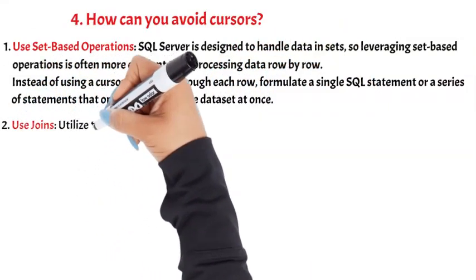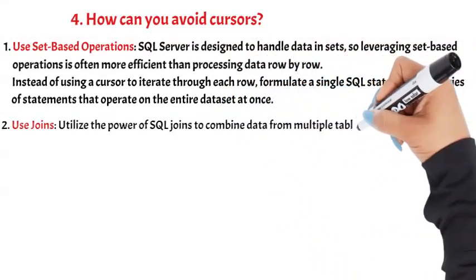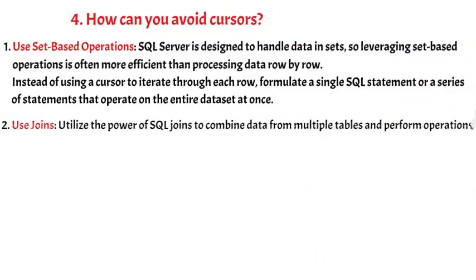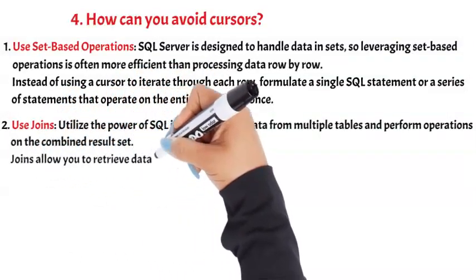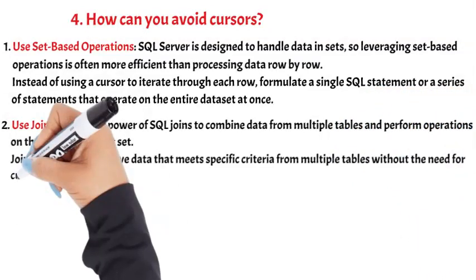2. Use joins. Utilize the power of SQL joins to combine data from multiple tables and perform operations on the combined result set. Joins allow you to retrieve data that meets specific criteria from multiple tables without the need for cursors.